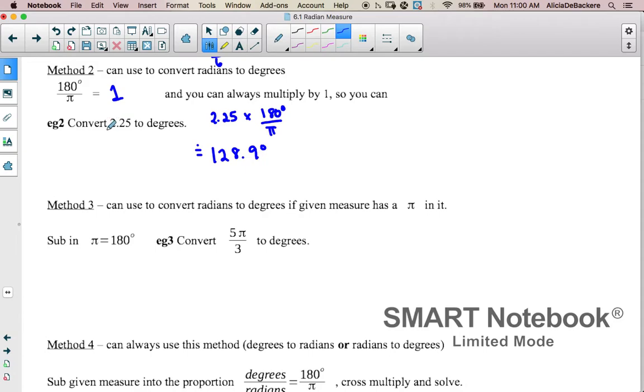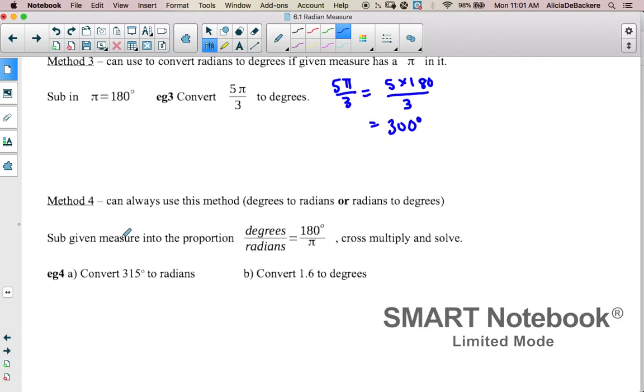So notice in my last example, there was no pi, 2.25. That's kind of unusual. This time I'm given a radian measure, 5 pi by 3 is how I would read that. And so I'm going to convert it to degrees by, again, just replacing the pi with the 180. So I'm going to take 5 pi by 3. I'm going to say that's the same as 5 times 180, all divided by 3. And then again, I'm just typing this into my calculator or doing some mental math and figuring out that this is 300 degrees. And that's an exact answer.